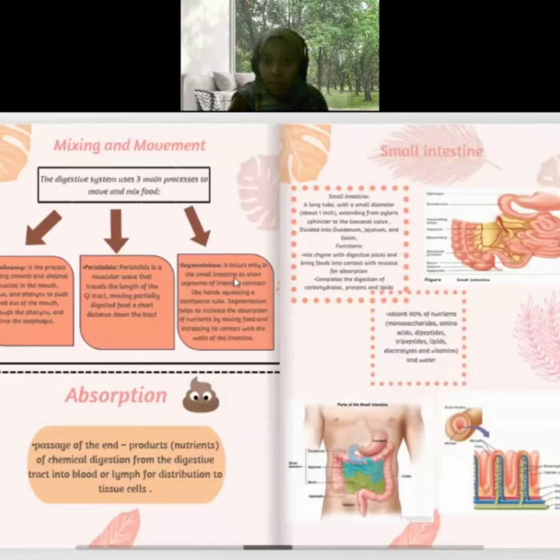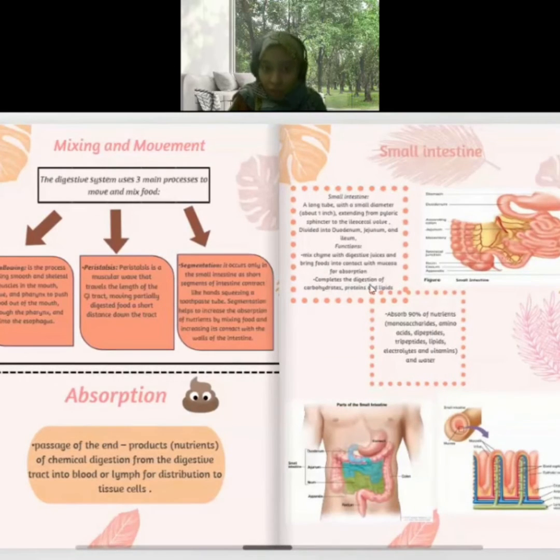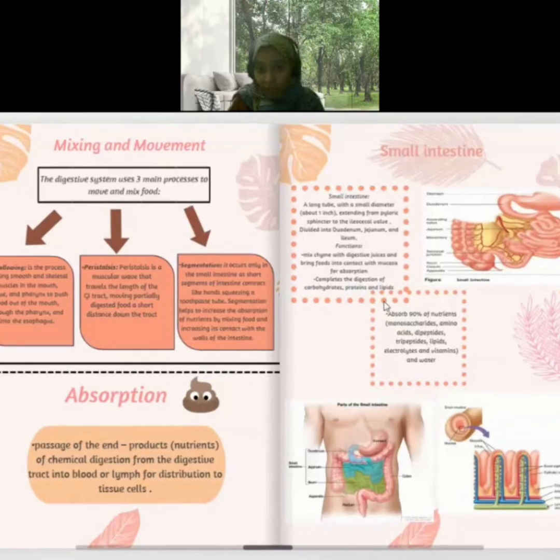Small intestine. It is a long tube with a small diameter extending from the pyloric sphincter to the ileocecal valve, okay? And it's divided into the duodenum, jejunum, and ileum. Here are some functions. It mixes chyme with digestive juices and brings food into contact with the intestinal wall for absorption. It also completes the digestion of carbohydrates, proteins, and lipids. It also absorbs 90% of nutrients, for example, amino acids, lipids, electrolytes, and vitamins, and also water.